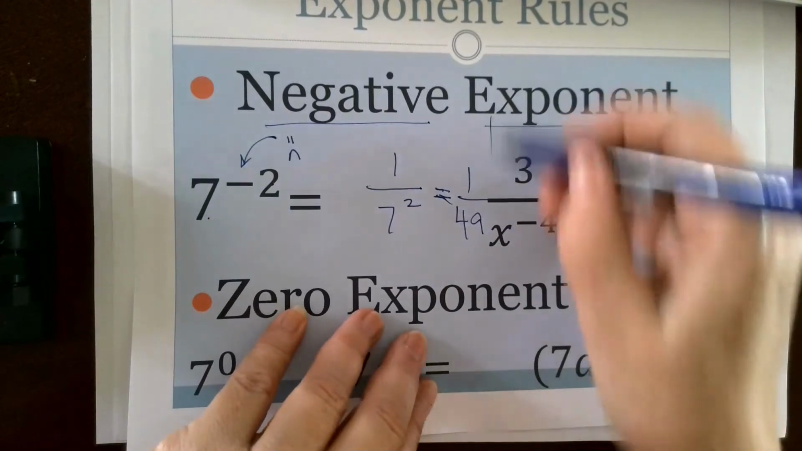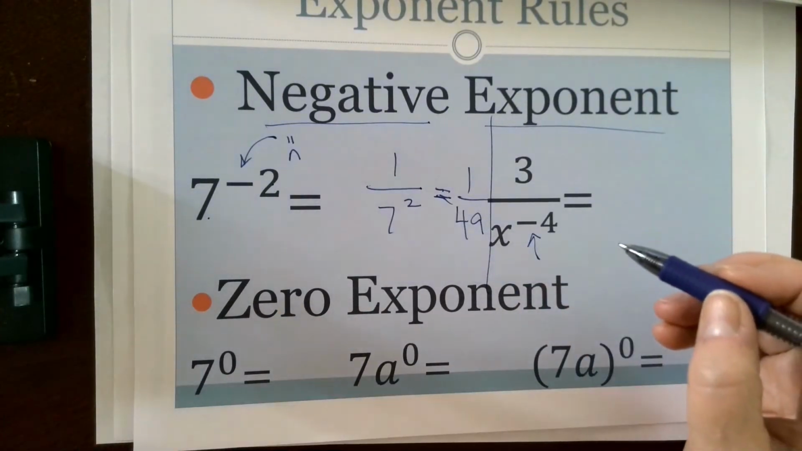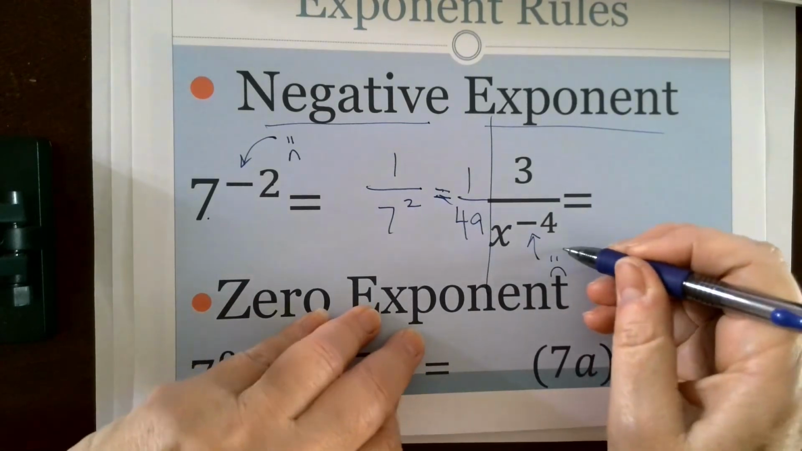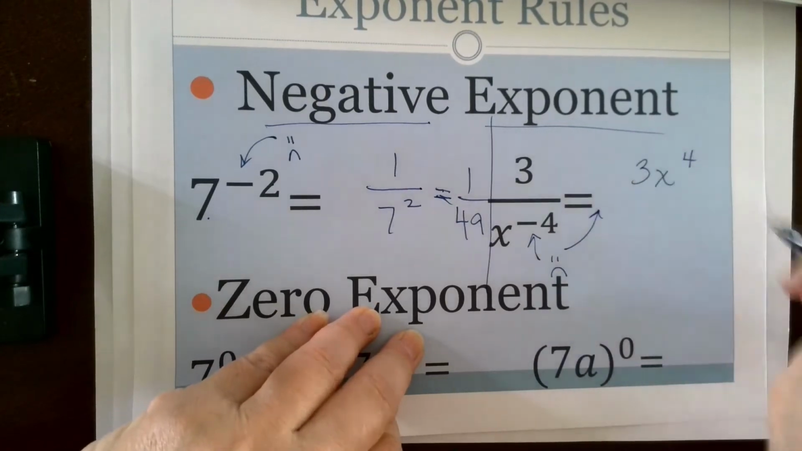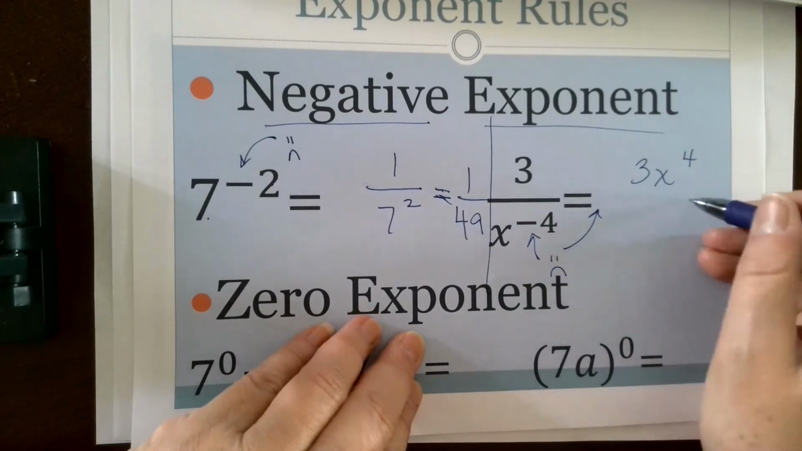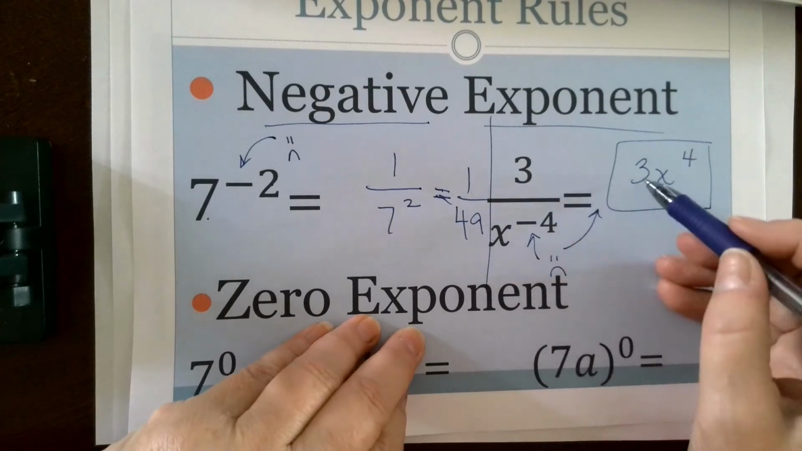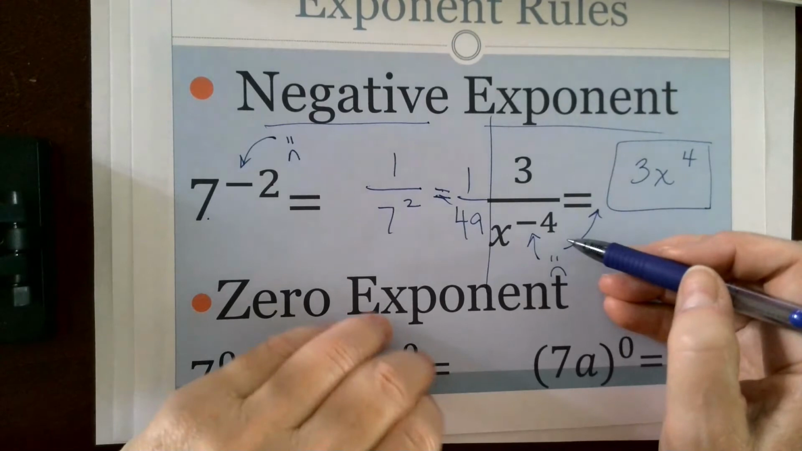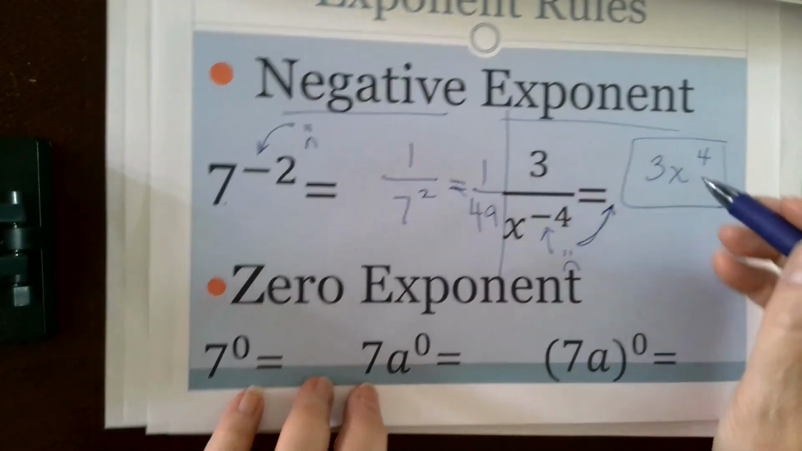Let's look at this one. That x to the negative 4th, the exponent has a negative attitude. It's not happy where it's at, so it's on the bottom. It wants to go to the top. It's going to join the 3 up there on top. There'll be nothing on the bottom, so I don't have to write anything, not even over 1. That's the answer. The 3 is happy, leave it where it is on top. X to the 4th is unhappy, it has a negative attitude, send it up to the top. That's what a negative exponent means.